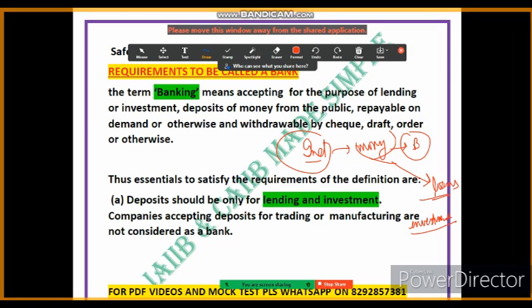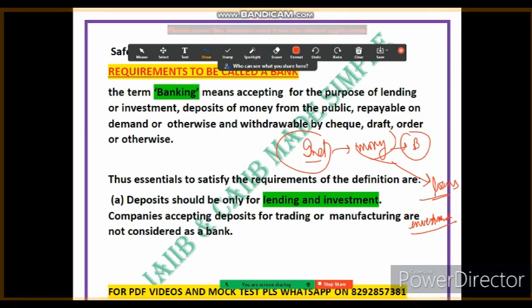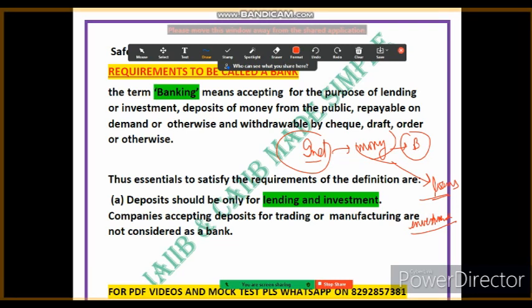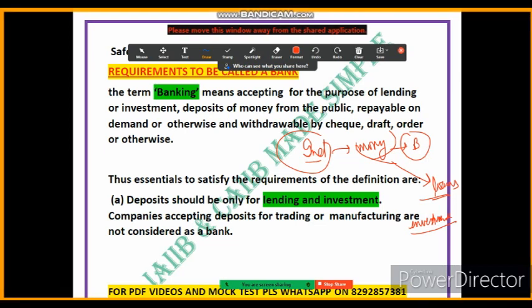This means that when you deposit money in a bank, they can use it to lend to others or invest in a different way. So that's the main purpose of lending, right? Let me give you an example to make this concept more clear, what is the exact definition of banking.